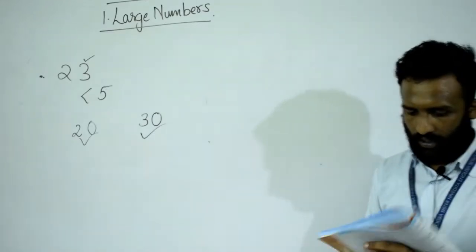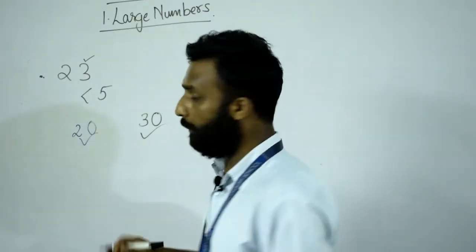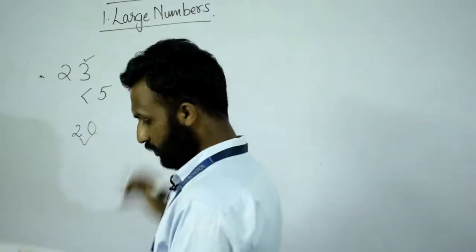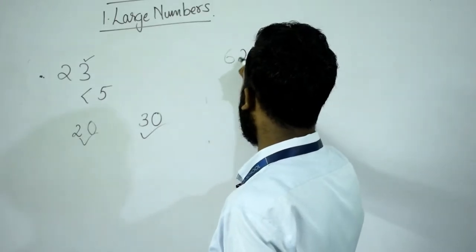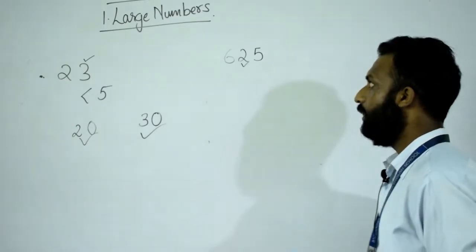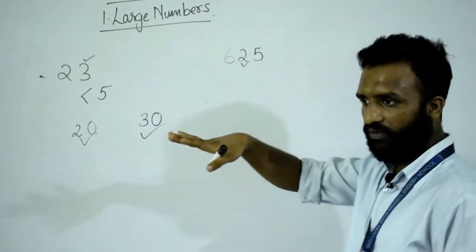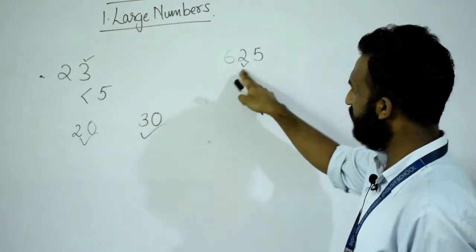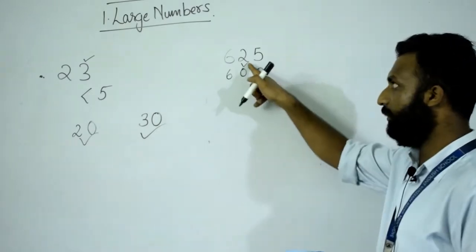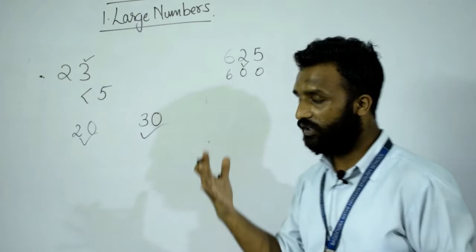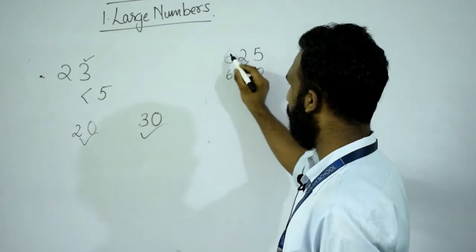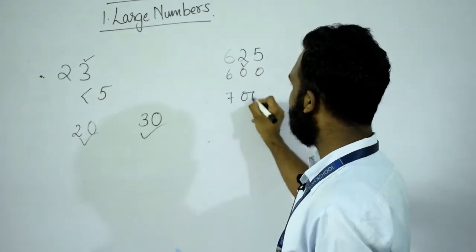In the same manner, for rounding a number to the nearest 100, we'll check the digit at the tens place. Suppose we have the number 625. We check the digit at the tens place. If it is less than 5, we change the ones and tens places to 0 and keep the hundreds digit the same. It will be 600. If it is more than 5 or equal to 5, we change the ones and tens places to 0 and add 1 to the hundreds digit, then it will become 700.